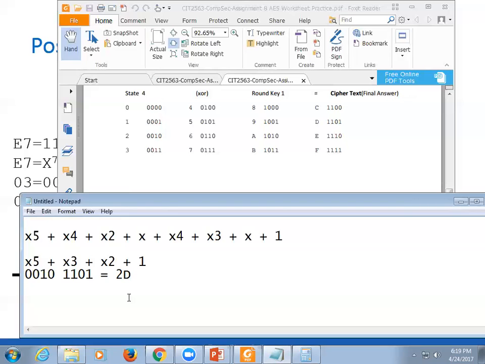Are we okay? Yeah, I was just trying to follow along on the worksheet. Or did you pick different numbers? Oh, okay.